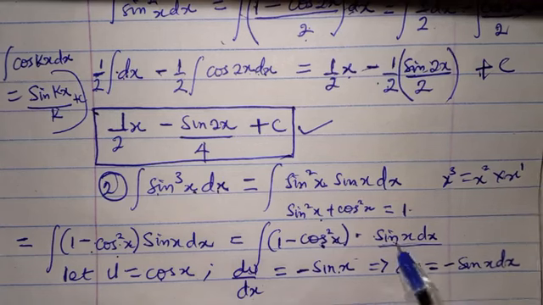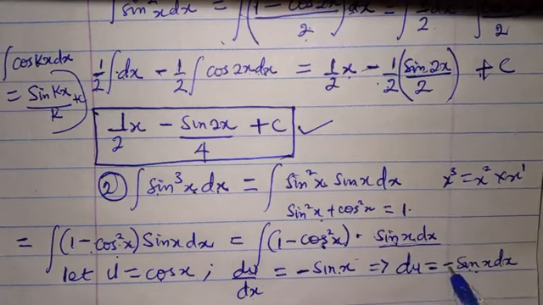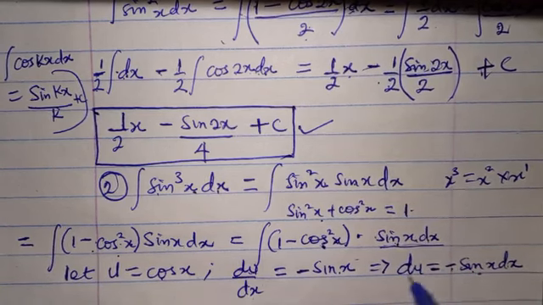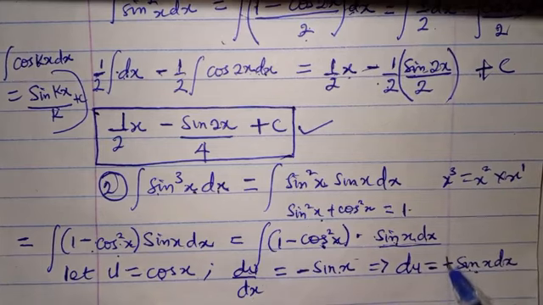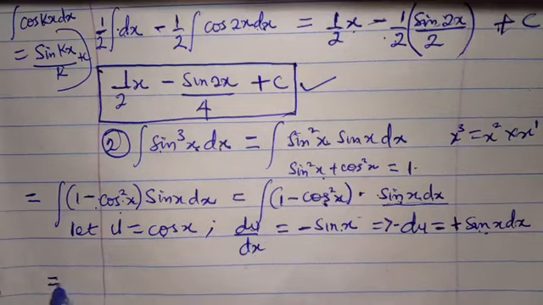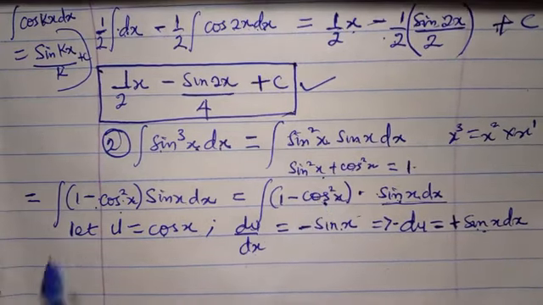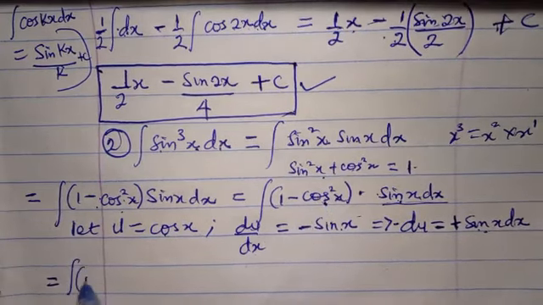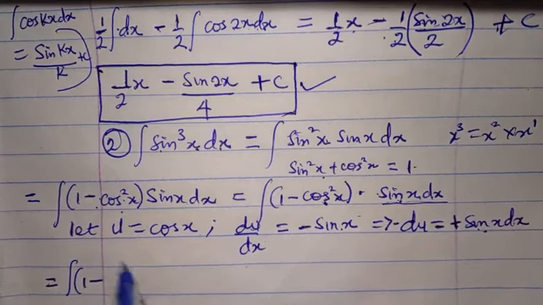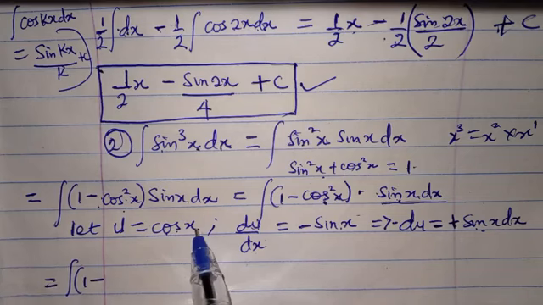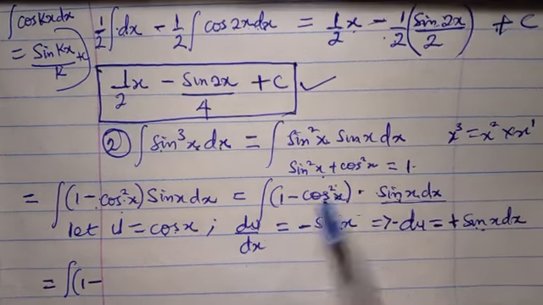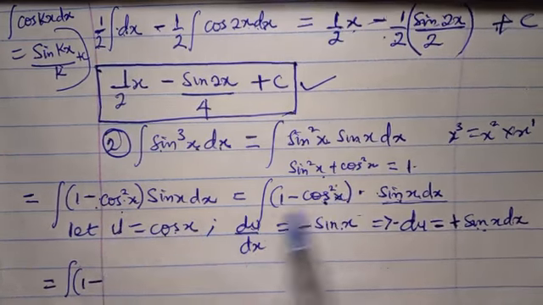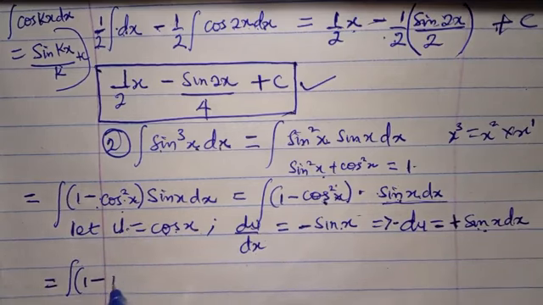Okay, I can see sine x dx here. It's just to remove the minus. So I can divide both sides by minus, here become plus, here become minus. This integral will now be the integral of 1 minus, remember we said let u be equal to cos x. That means cos squared x will be equal to u squared if we square both sides. Alright, so this is u squared.